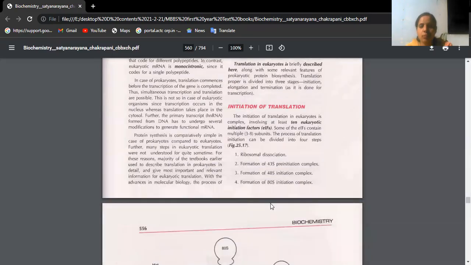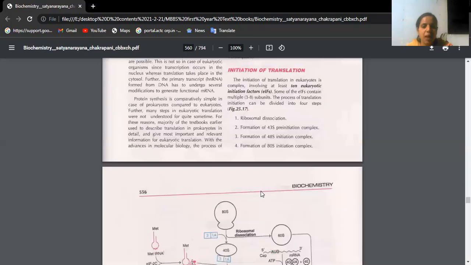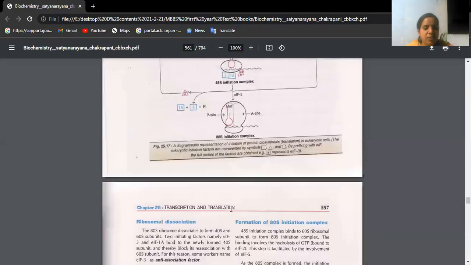So initiation of translation, there are four steps. Ribosomal dissociation: basically, in the ribosomes, we have two Svedberg units, one half and the other half. Overall, these are 80S, which is now split as 40S and 60S. Then formation of the 43S preinitiation complex, and formation of the 48S initiation complex, then the 80S initiation complex. These are the four steps which are occurring.